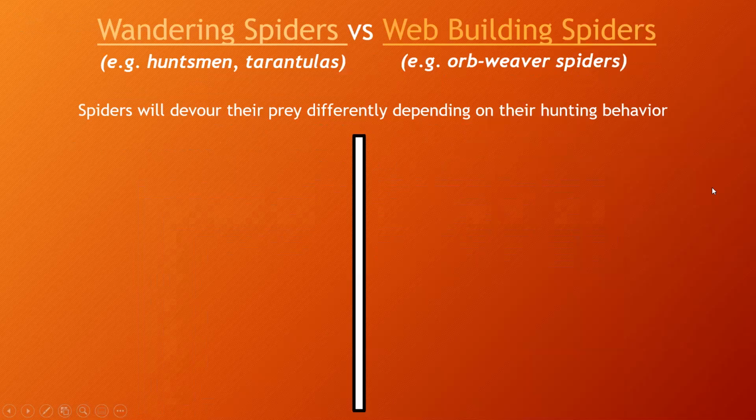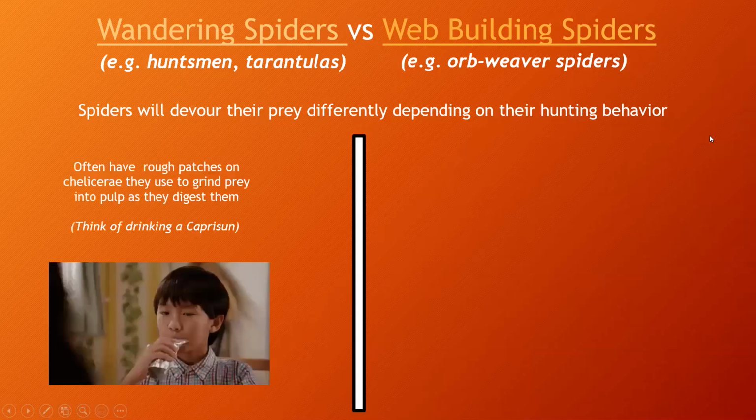Depending on if a spider is a wandering spider, so if it's a tarantula, a huntsman, a jumping spider, it's going to have different digestive enzymes than web building spiders. Those are the spiders you would find outside your window, making a web, sitting outside on your porch or on your car. This comes from the fact that they will devour their prey differently depending on how they're hunting.